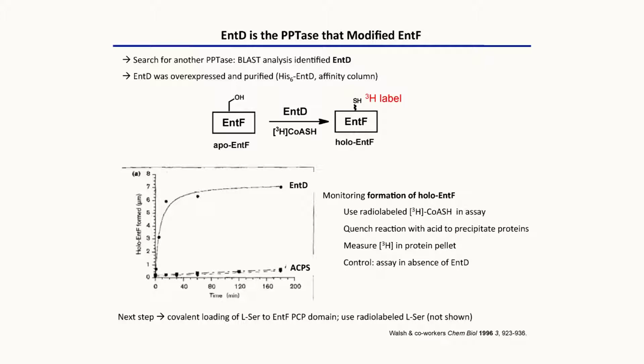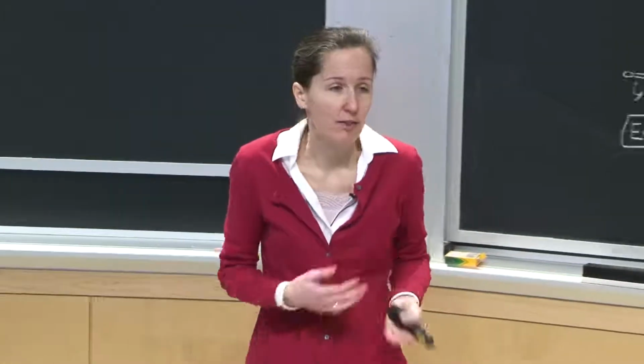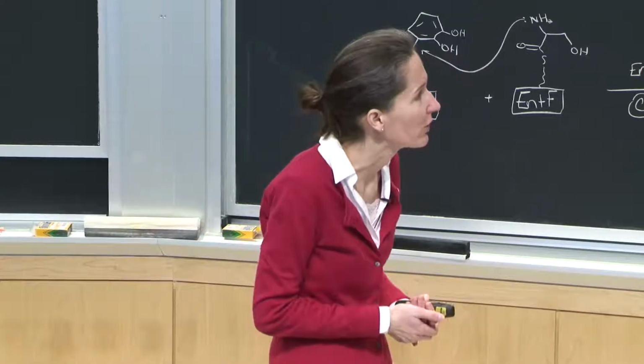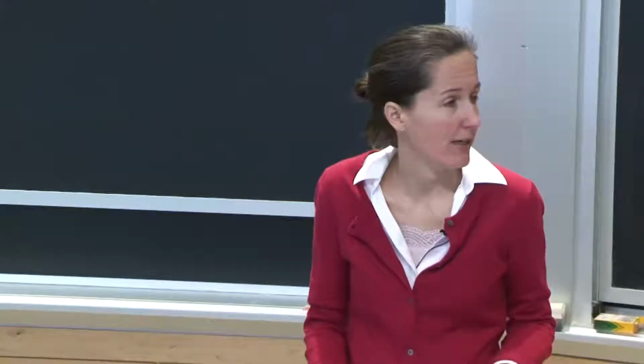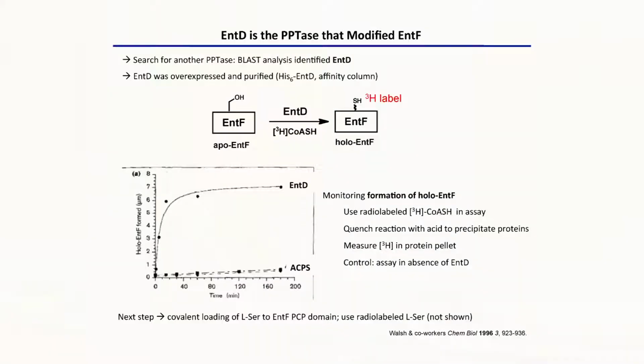In these experiments, radiolabeled CoASH was used. Radiolabels are commonly used to look for transfer of either PPant arms or monomers, as we'll see as we go forward, to these domains. So the question is, will we see transfer of the radiolabel to NF in the presence of NB and CoASH? Here are the results from the experiment. We have formation of holo NF as monitored by the radiolabel versus time. The reaction is run for a given time point, quenched with acid to precipitate the proteins, and then you can imagine measuring radioactivity in the pellet. The CoASH will remain in the soluble fraction, and the protein is in the pellet.